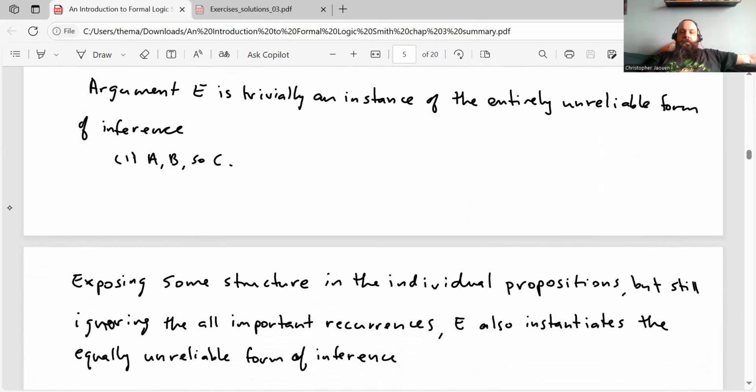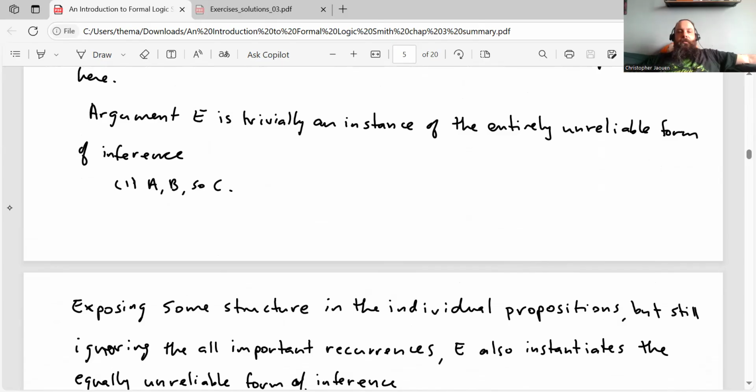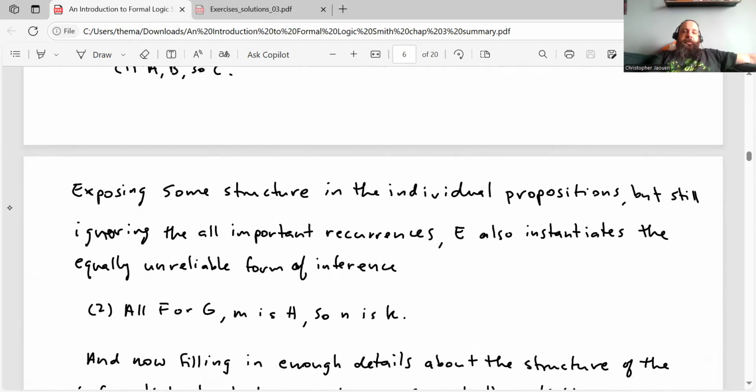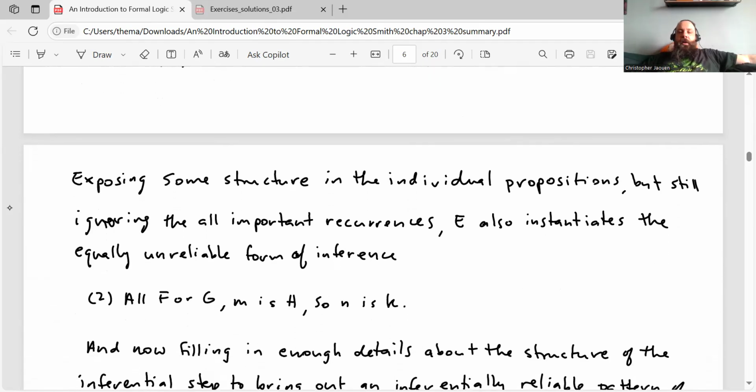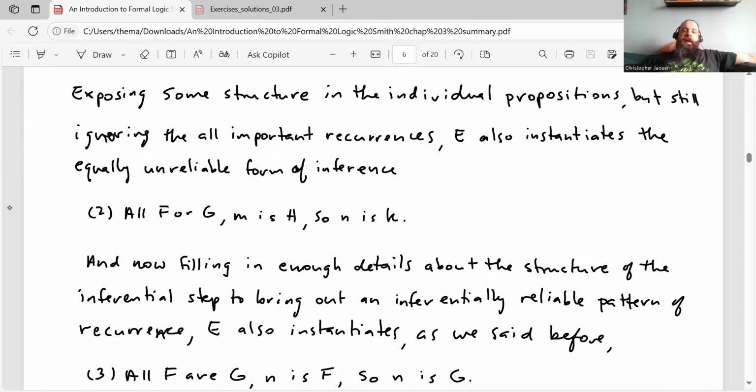This is an unreliable schema because, for example, you could have A and B be true, but C be false. And remember, we want our arguments to be deductively valid. All right, exposing some structure in the individual propositions, but still ignoring all important recurrences, E also instantiates the equally unreliable form of inference, all F are G, M is H, so N is K. So this is also unreliable.